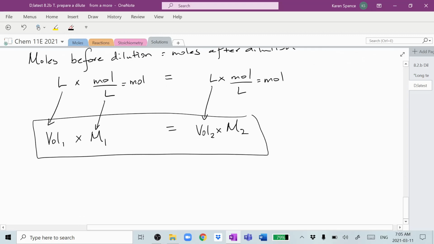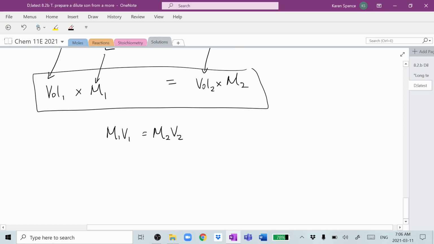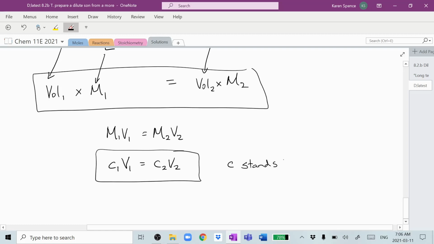And normally, and I don't know why exactly, people usually write this as M1V1 equals M2V2. I don't know why the V doesn't go first, but usually that's how it's done. And more common than this even is C1V1 equals C2V2. What do you think C stands for? C stands for concentration.